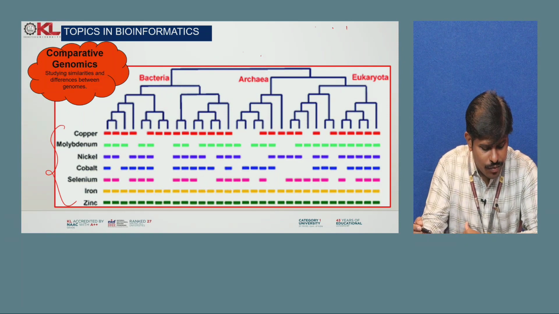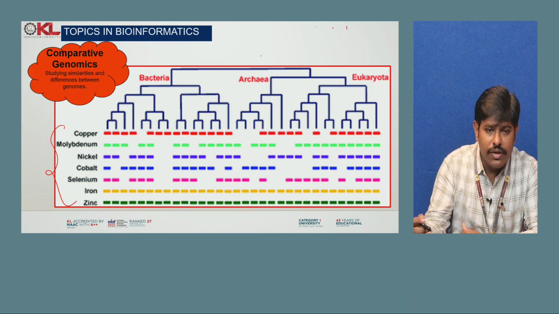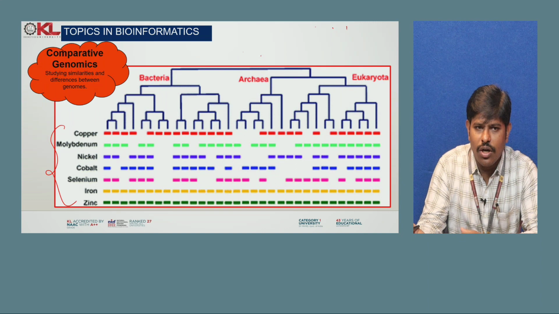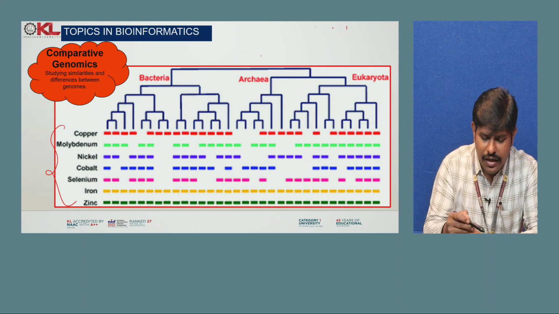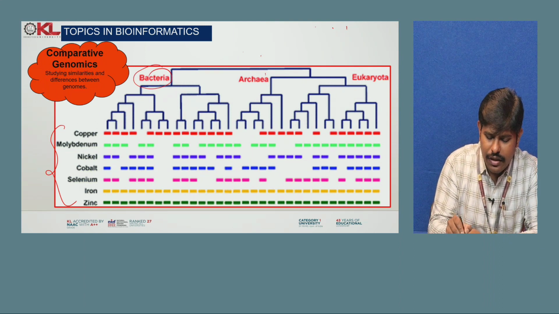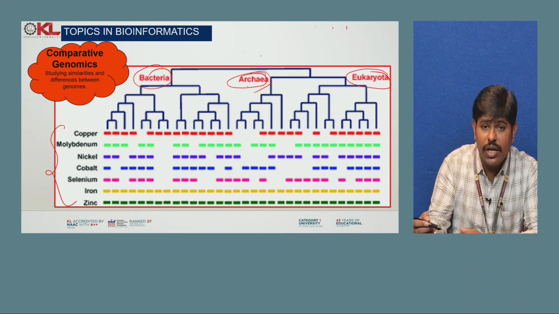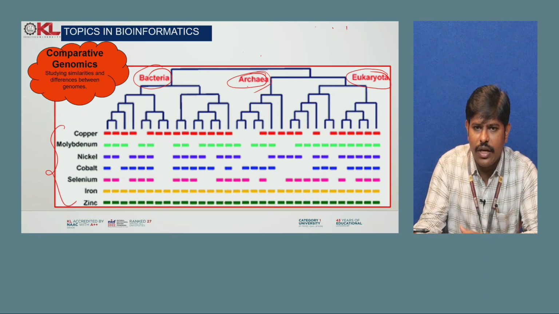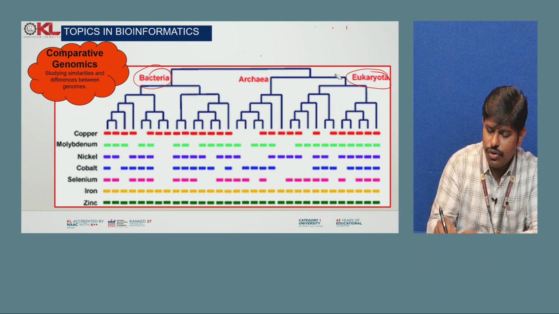So copper, molybdenum, nickel, cobalt, selenium, iron and zinc, these are utilizing proteins and sequences downloaded from various organisms such as bacteria, archaea and eukarya. So simply by comparing these protein sequences, you can tell their evolutionary context. So it is closer to the classical taxonomy. Archaea and eukarya are closer, and bacteria is slightly distant from these 2 classes here.